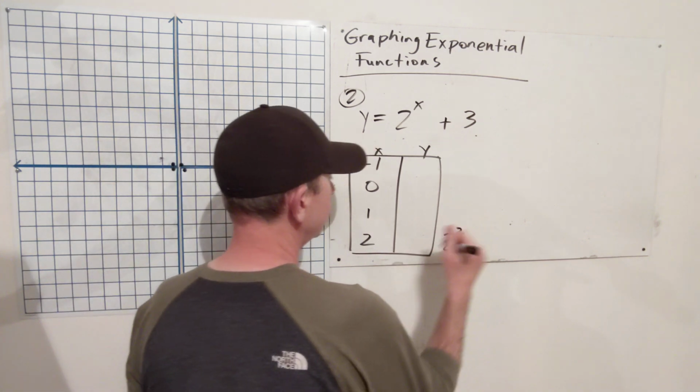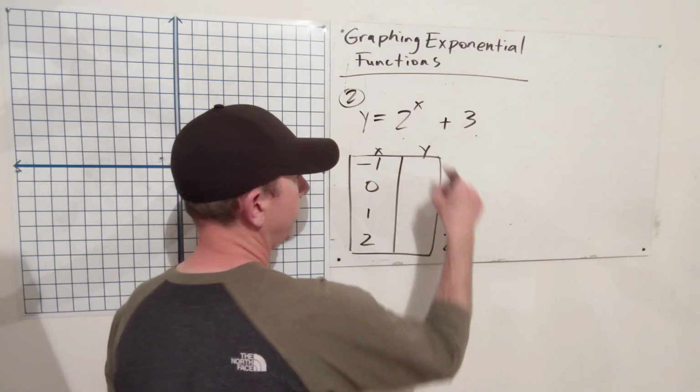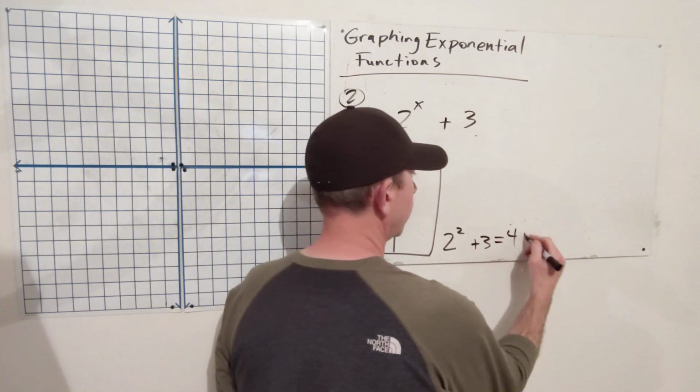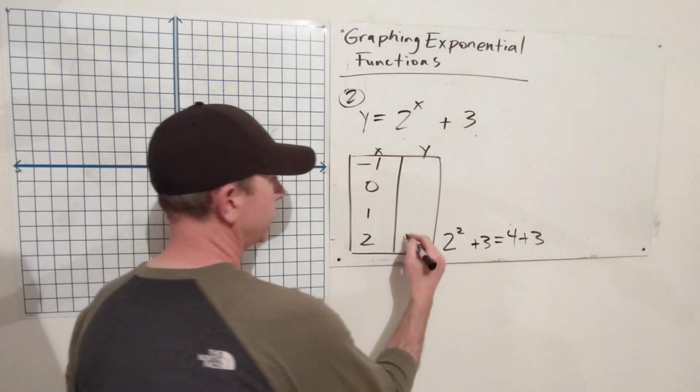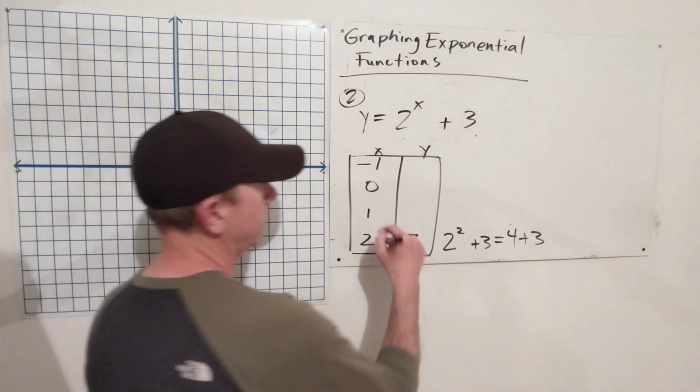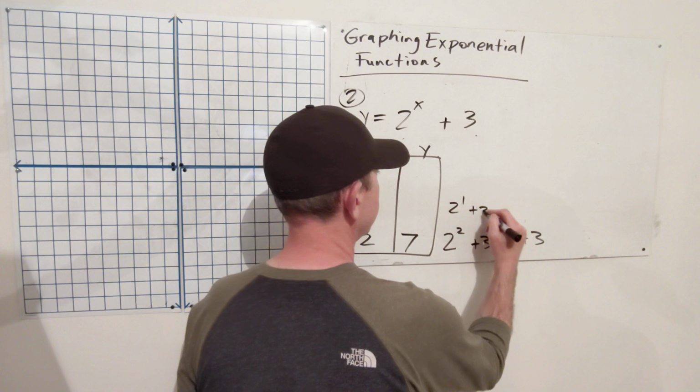So I'm going to go 2. So the 2 goes into the second power plus 3. So 2 squared is 4 plus 3. So 4 plus 3 is 7. So I'm going to get a 7 right there. Okay, so then I go to 2 to the first power plus 3.